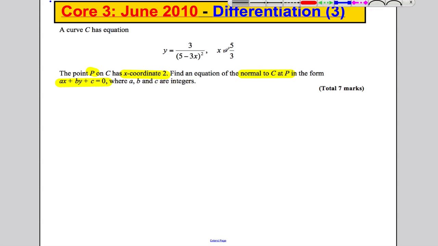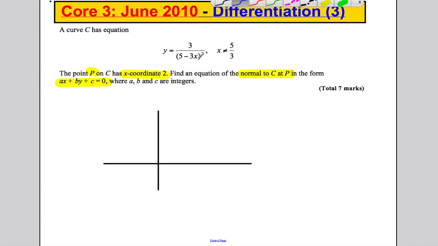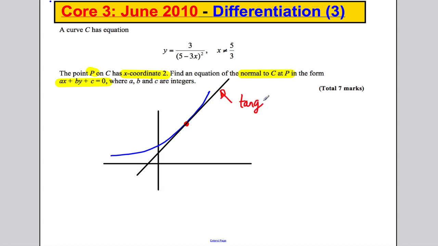Now, just to recap on what normal is, if this is a curve here, this is going to be rubbed out in a second. If this is your curve, let's say, and you pick a point, let's say here, and you're working out the tangent to it, there's the tangent. The normal at the same point is the line that goes through this point but meets the tangent exactly at a right angle. Okay, and this here would be your normal.